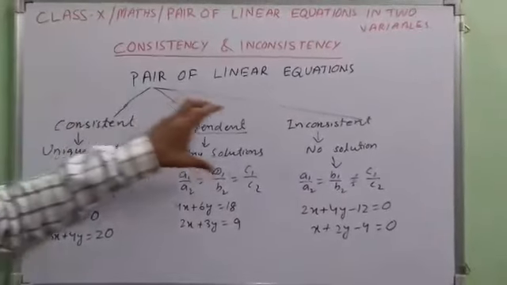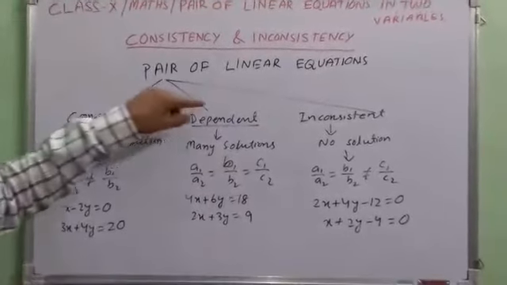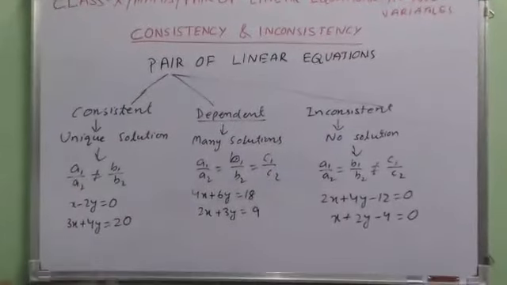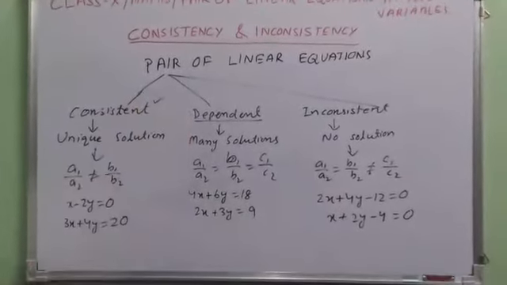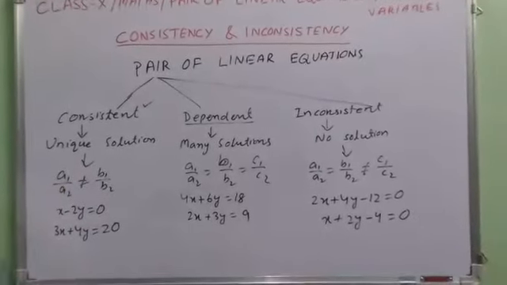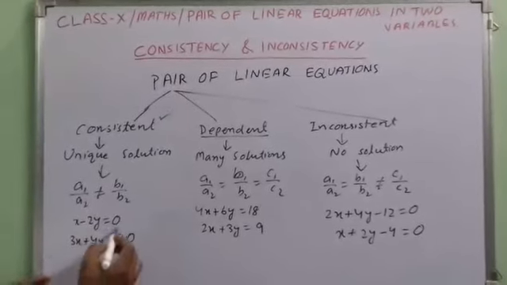So they can be of three categories. They may be consistent or dependent or inconsistent. In a consistent equation, we have unique solution. We have only one solution, as we have seen in the first graph that we have seen.